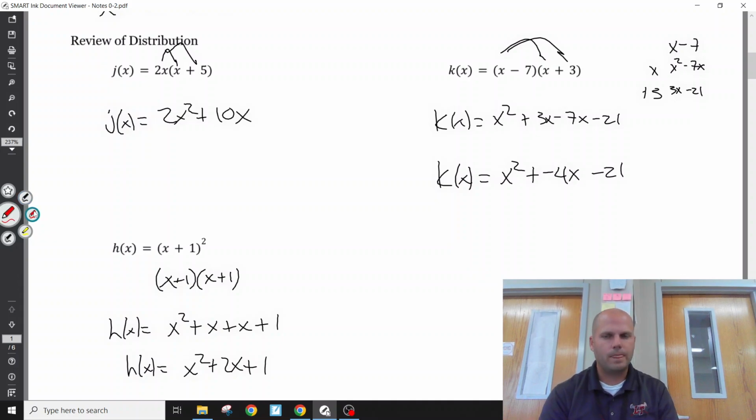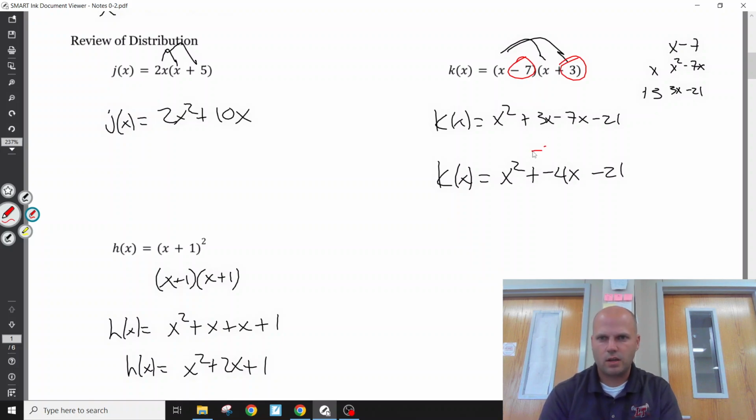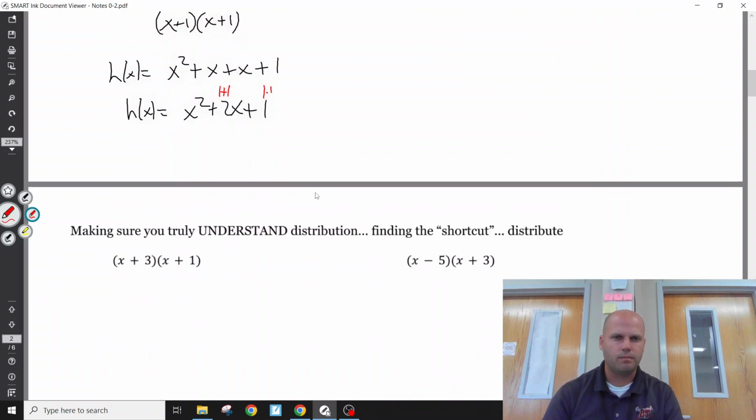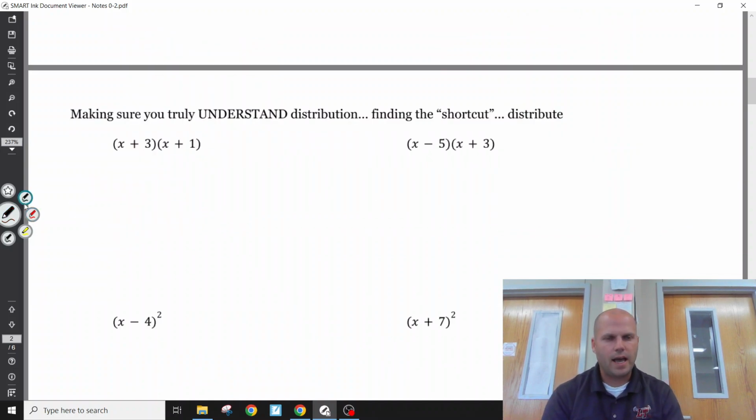Now, our goal next is to make sure we really understand distribution. What do we notice when we're multiplying x plus a number times x plus a number? That the two numbers, negative 7 and 3, add to get the middle term, and the two numbers multiply to get the last term. Okay? This is 1 plus 1, and this is 1 times 1. That way I know that x plus a number times x plus a number is going to be x squared plus an amount of x's plus a number. And I know that it's the two numbers 3 and 1 that will help determine what the amount of x's are and what the last number is.